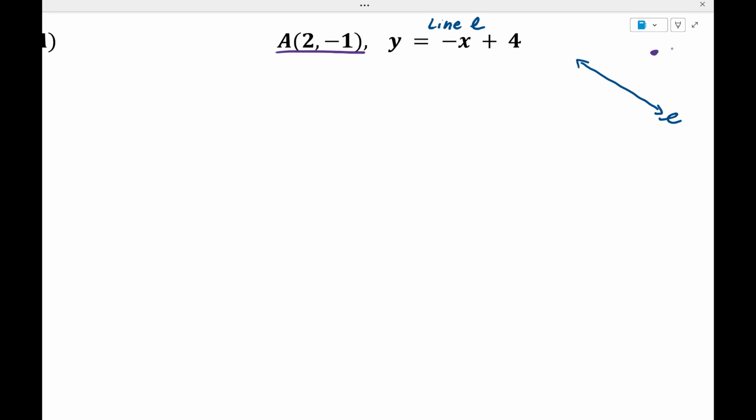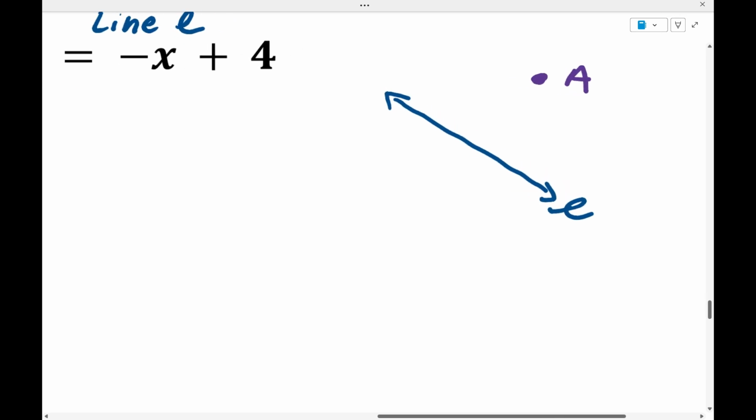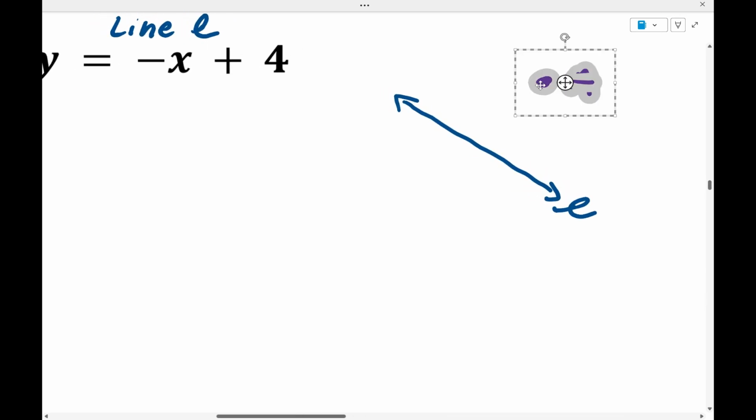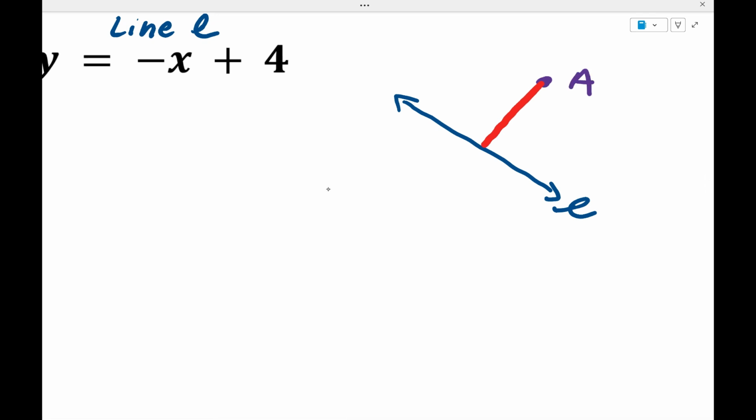And we want to find the shortest distance. So we want the shortest path from point A to line L. To do that, we learned in class that it's a perpendicular segment from the point to the line. So just to recall, a perpendicular segment is when you have two things intersecting and it forms a 90-degree angle.